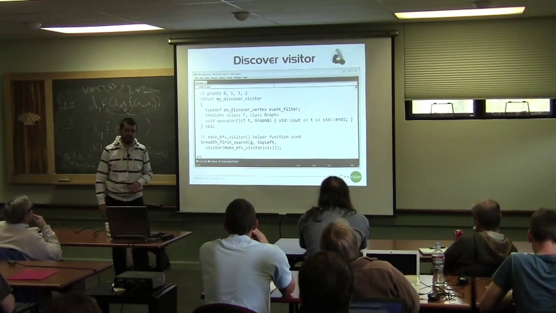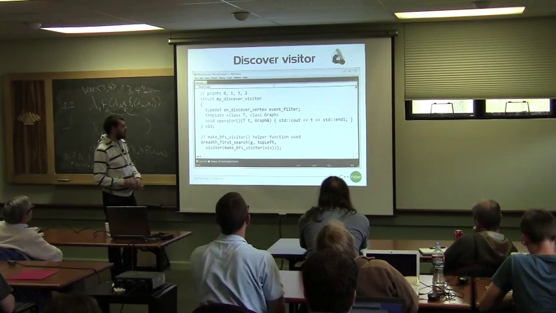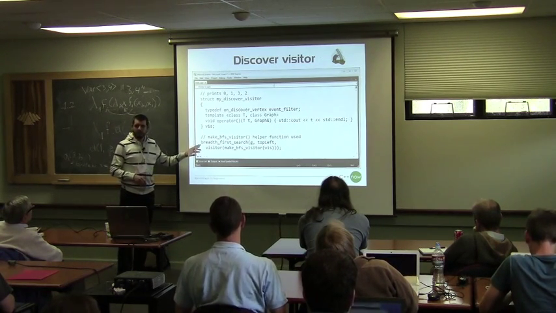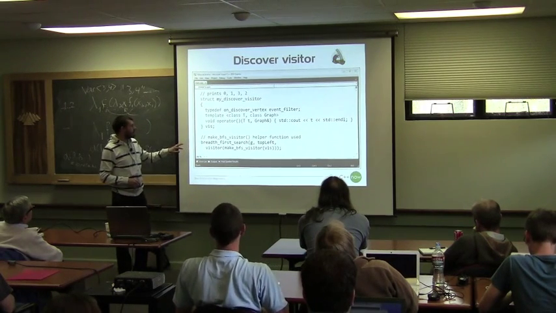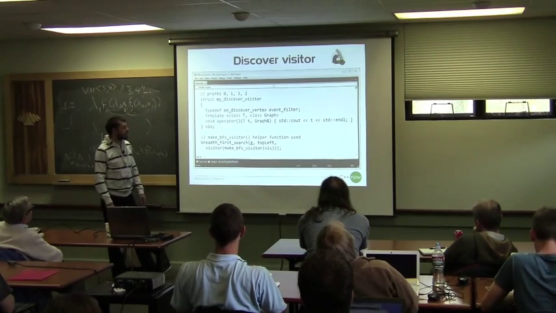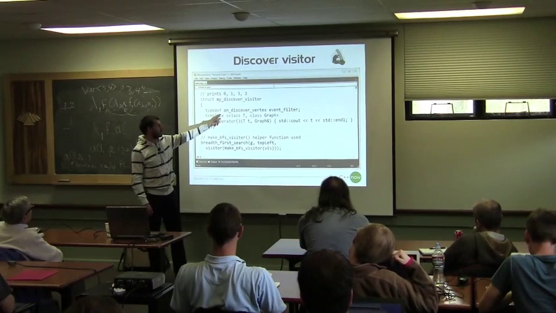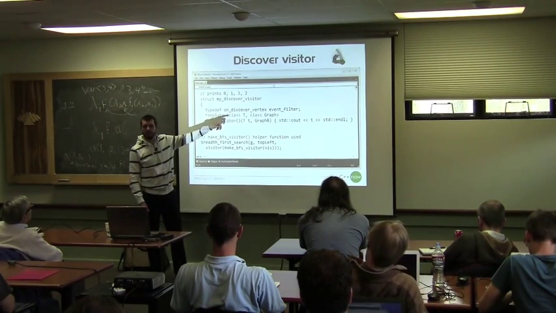All right, let's change the visitor to something more useful. I want now to be notified when this algorithm detects a new vertex. So I don't call my class my null visitor anymore, I just call it my discover visitor. And I have to change now the event filter. I'm using now a tag which is called on discover vertex. Yes?